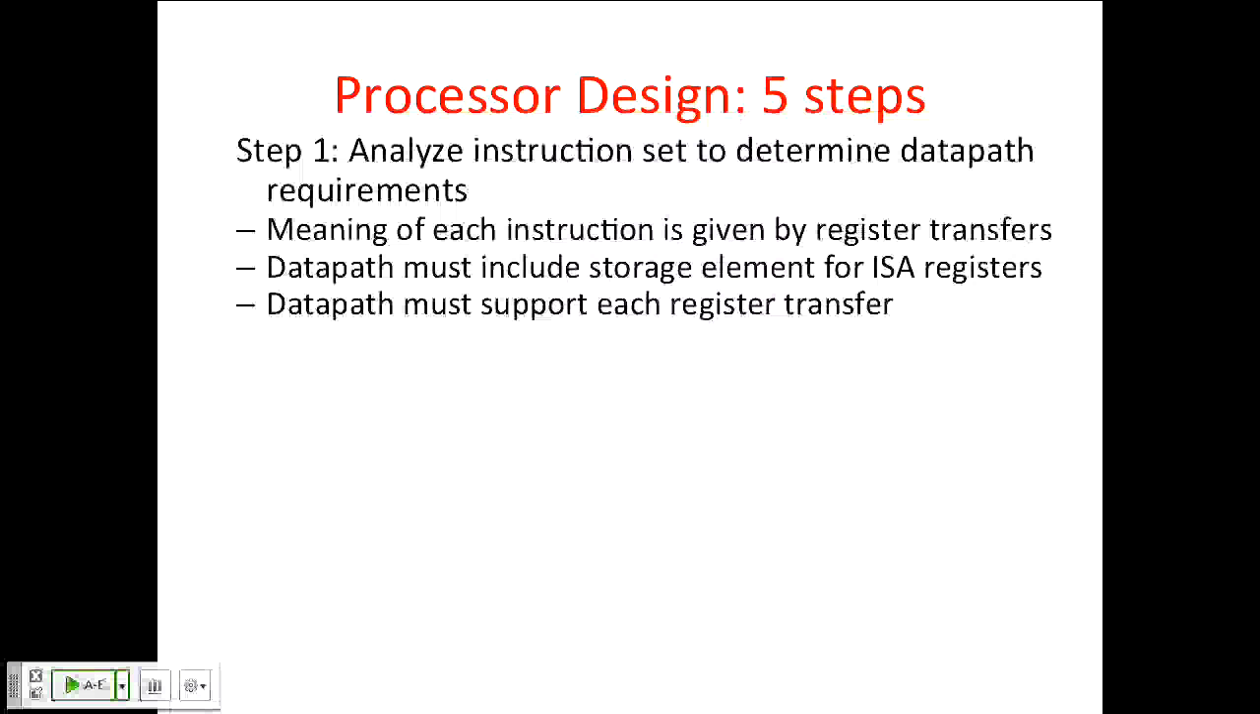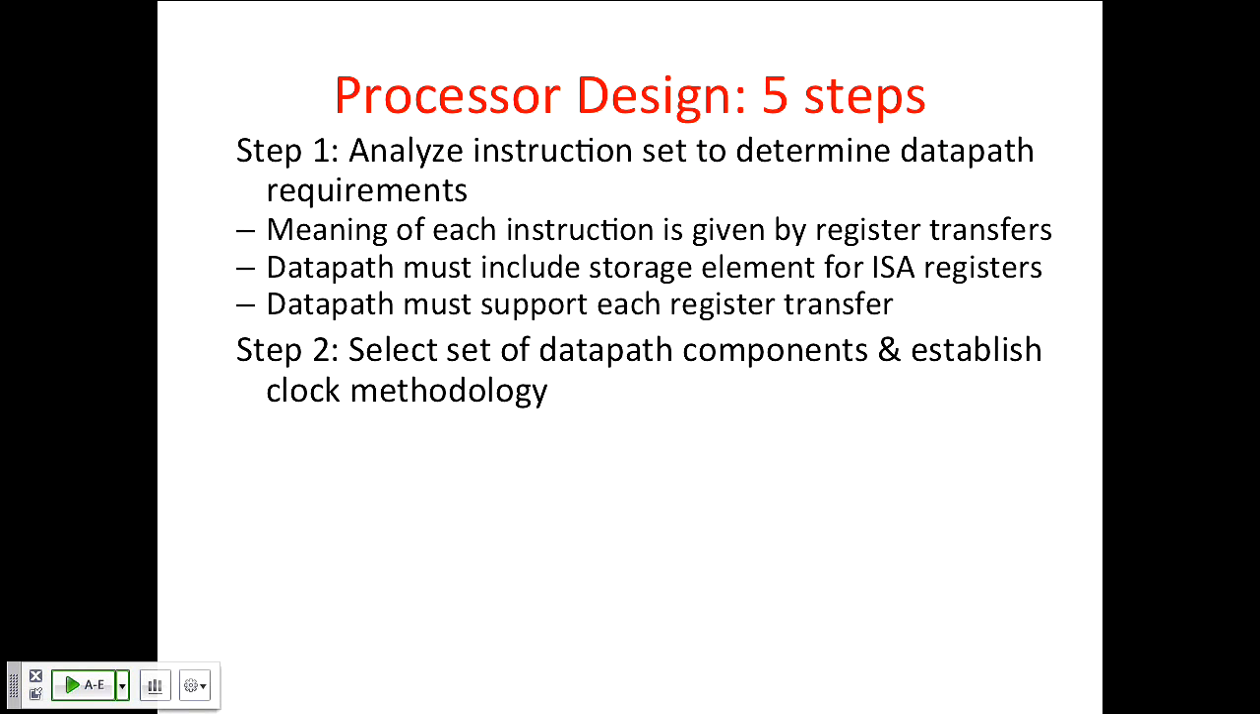So processor design. When you're building a processor, you go through these steps. You look at the instruction set to figure out what hardware I need to support this instruction set. So what's the meaning of each instruction? I want to break it down into register transfers. If your ISA says I have 3,000 registers, you're going to have to build some hardware that holds those 3,000 register values, right? In MIPS, you have 32 registers you have to worry about. You're going to need some hardware to hold those 32 register values. You've got to make sure that your data path can do everything that's required by all the instructions, right? So somehow your data path has to support every instruction in the instruction set.